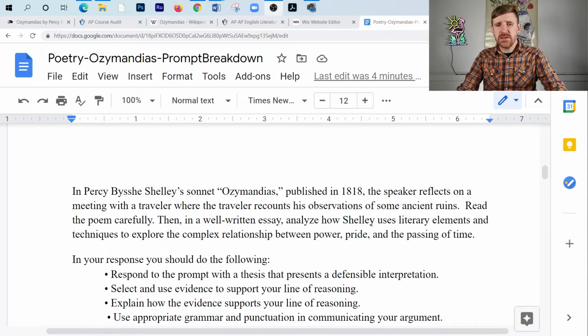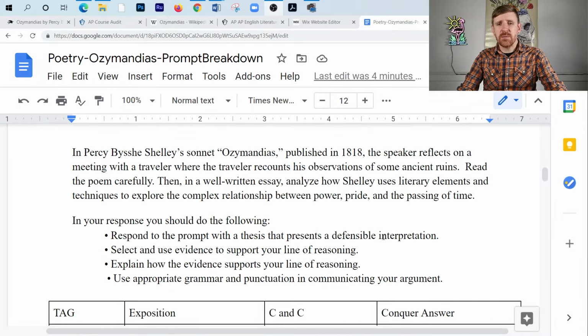In your response, you should do the following. Respond to the prompt with a thesis that presents a defensible interpretation. Select and use evidence to support your line of reasoning. Explain how the evidence supports your line of reasoning, and use appropriate grammar and punctuation in communicating your argument.